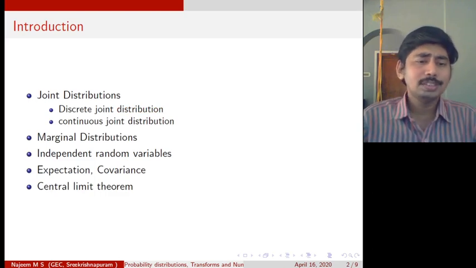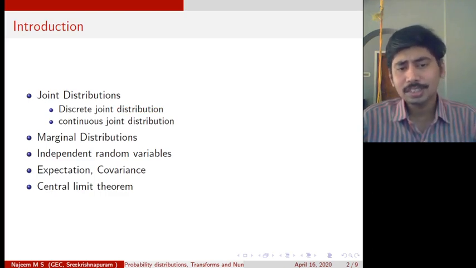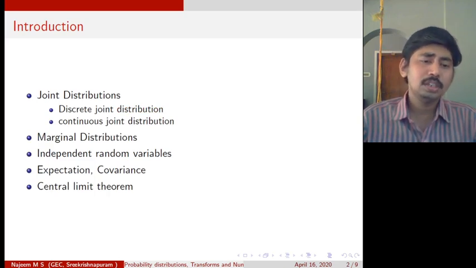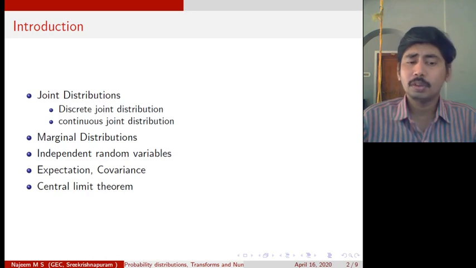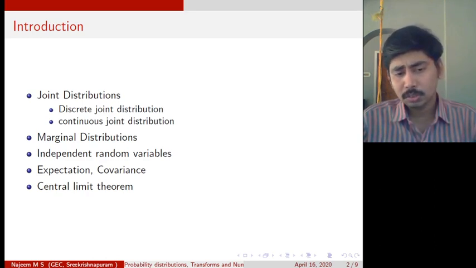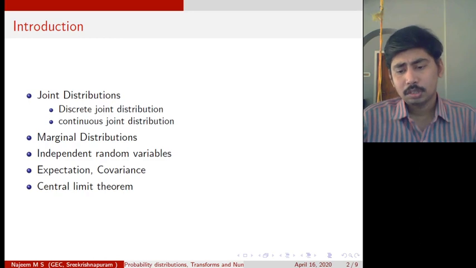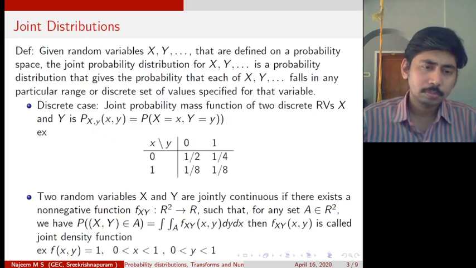The module contains joint distributions, discrete joint distributions, continuous joint distributions, marginal distribution and independent random variables. These topics we cover in this lecture, and the remaining topics like expectation, covariance and central limit theorem we will discuss in coming lectures.